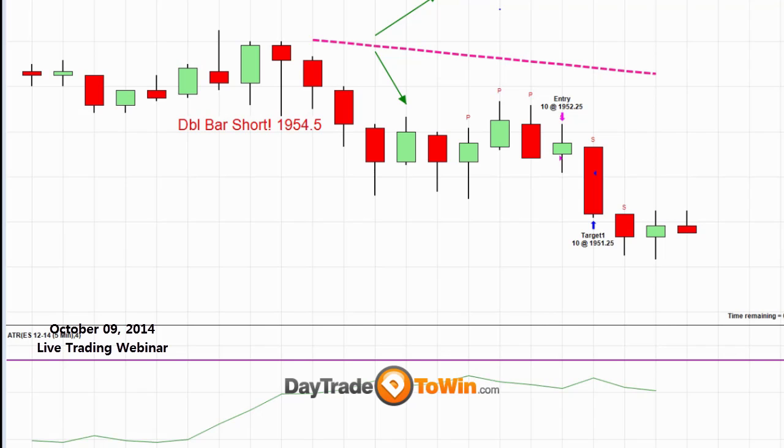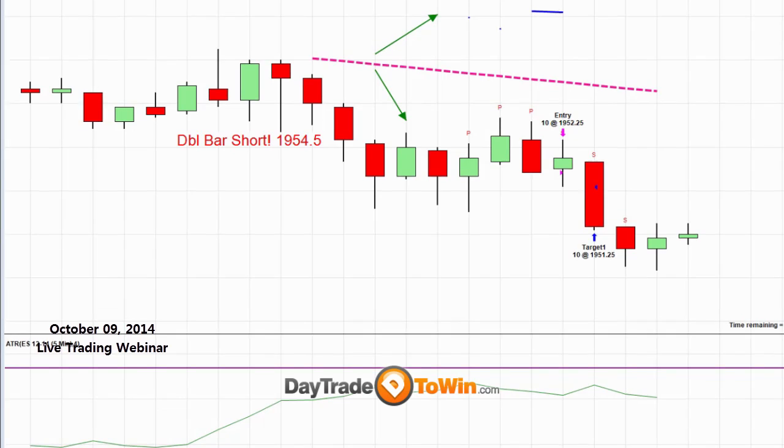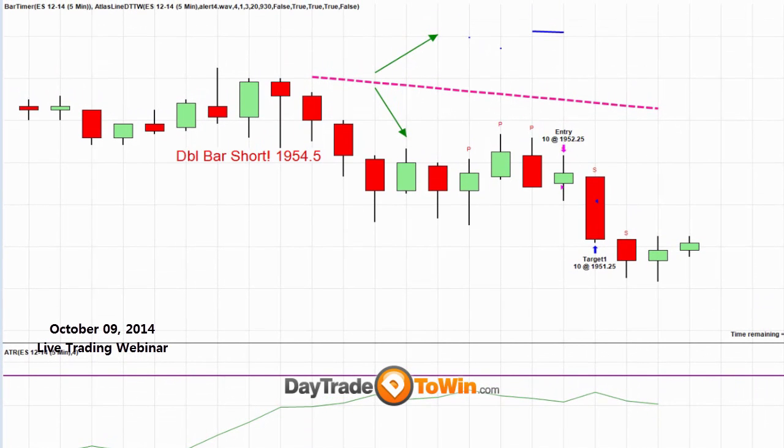Charlie, 10 to 15 is my comfort level. I notice that if I go over 20, my fills are harder to achieve. I get partial fills, Charlie. So 10 to 15, I find very comfortable.